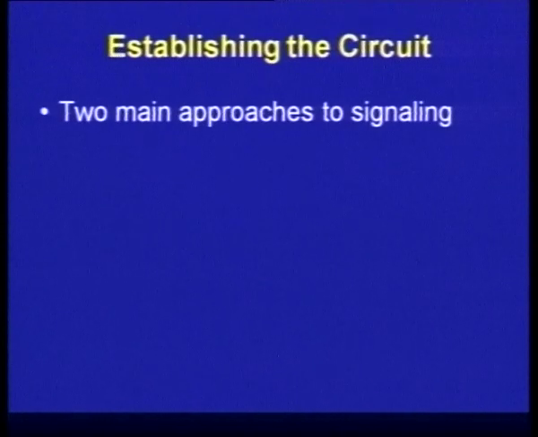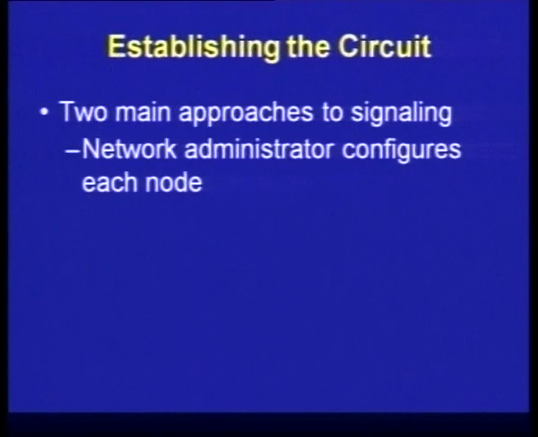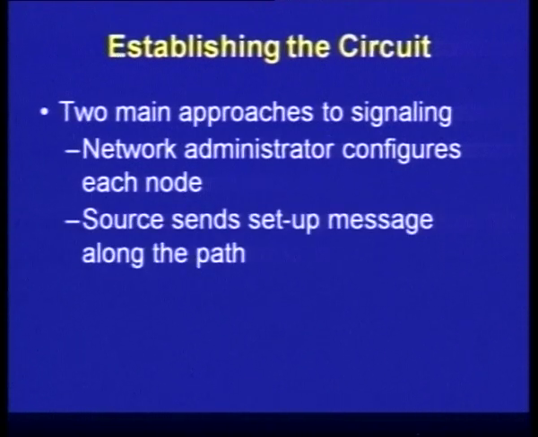Now for establishing the circuit, we use two different approaches to signaling. One is what is called a static approach, in which the network administrator configures each node. The other approach is a dynamic approach, in which the source will send a setup message along the path, and only when it is going to send data, it sends the setup message, and when the setup message is sent, a connection will be established, a virtual connection will be established.